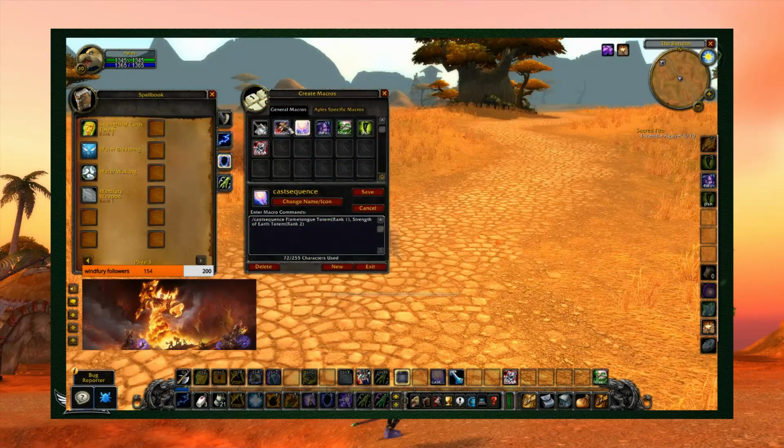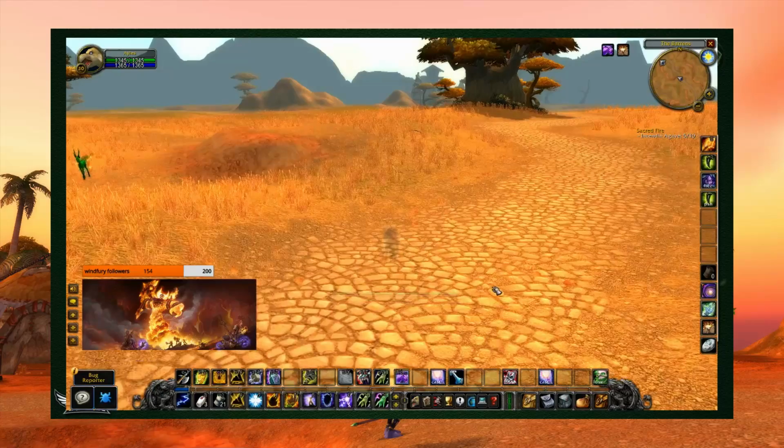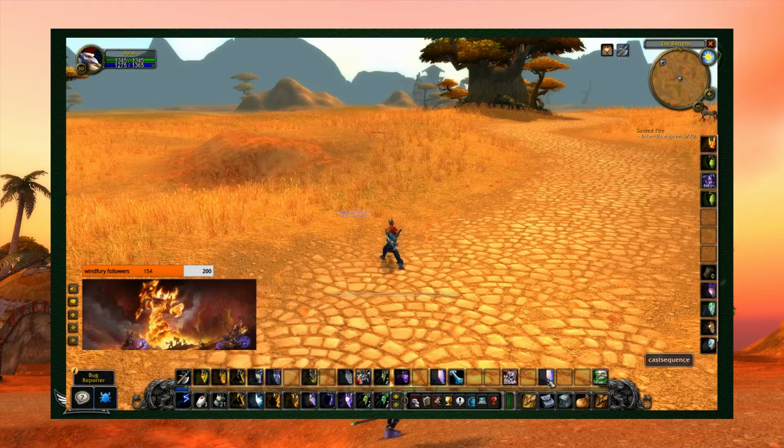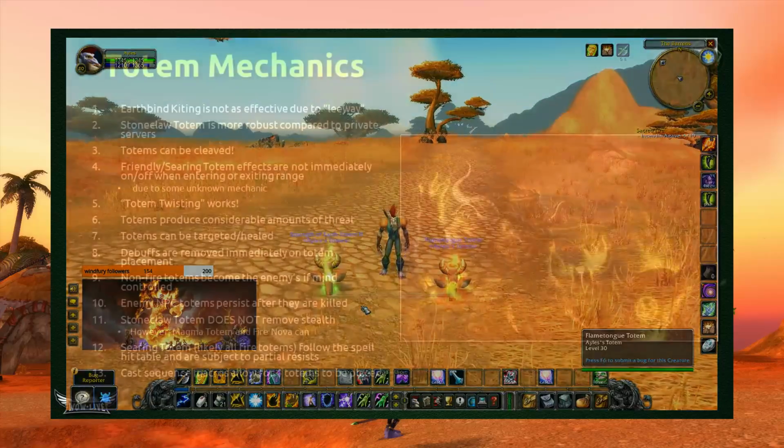The last thing is that cast sequence macros allow you to drop your totems in a sequence. You can set up a cast sequence macro, say drop these 4 totems, and you hit that macro and it will put the 4 totems down, or however many totems you put in the cast sequence macro.